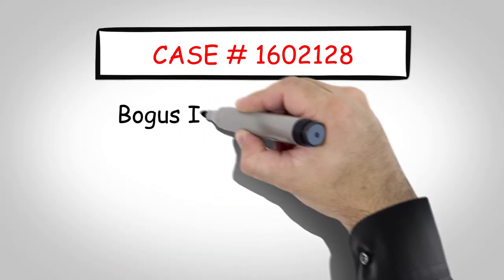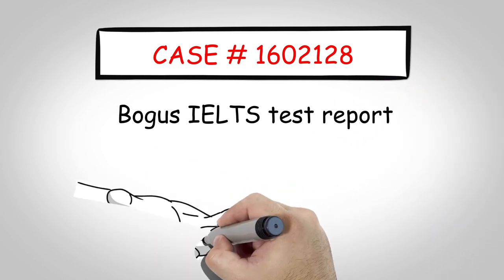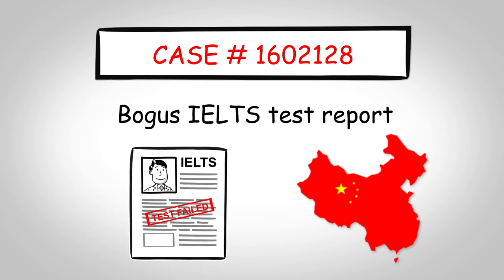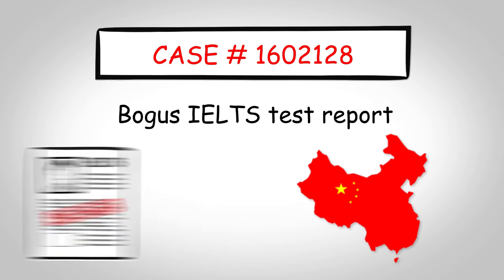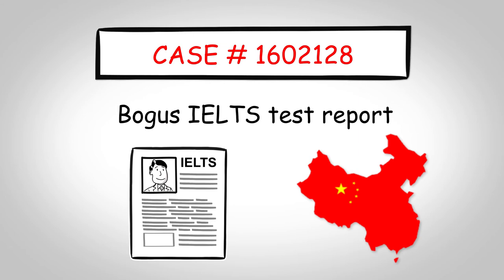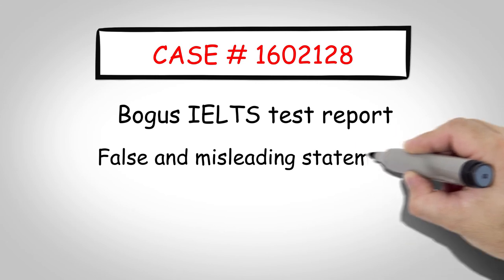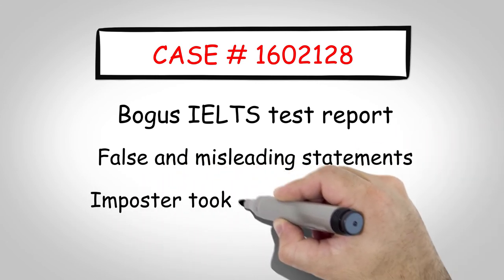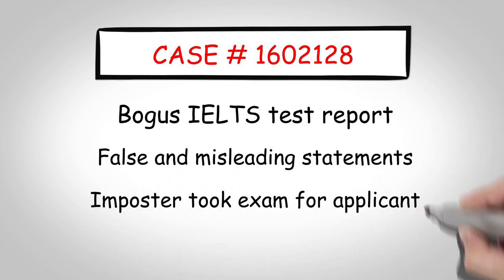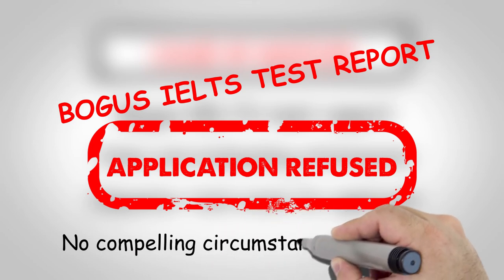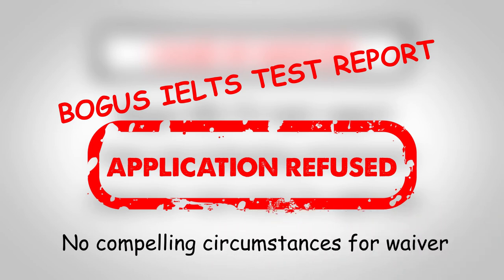In our example three, the applicant provided a bogus IELTS test report. He told the tribunal he paid a company in China to help him with the IELTS result. When he could not obtain the requisite scores himself, they provided a bogus test result form to him. The report was obtained because of false and misleading statements, through an imposter sitting the test in the applicant's place. The tribunal also finds that the clause PIC 4020 should not be waived, as there are no compelling circumstances that affect the interests of Australia.